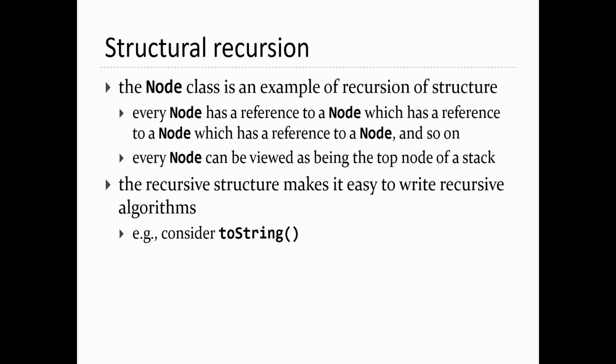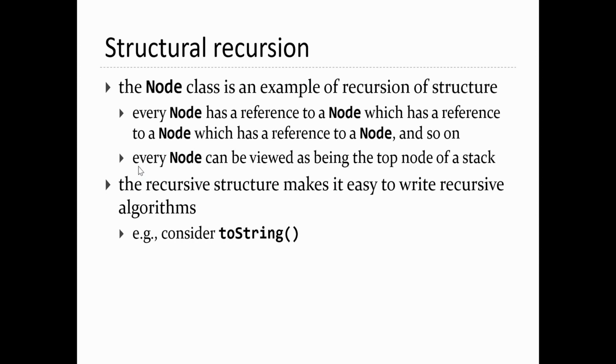There's something funny about the node class. Every node has a reference to another node, until one node has a reference that's null. So the node class is an example of structural recursion. You know procedural recursion, where a function calls another function. Here we have structural recursion: an object has an object of the same type inside of it. So every node has a reference to a node, that node has a reference to a node, which has a reference to a node, and so on, until you end up with a null reference.